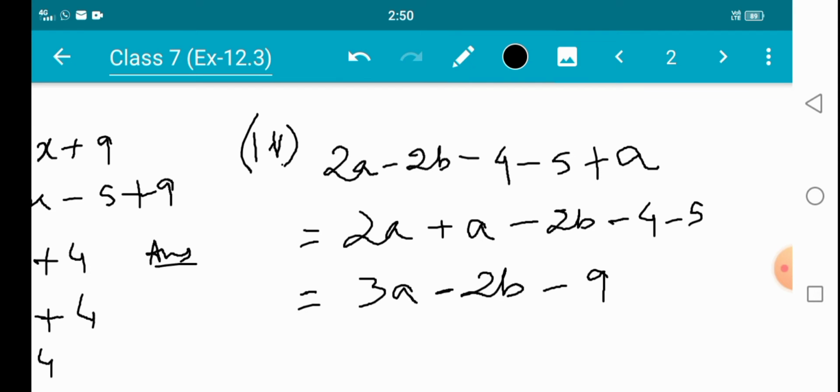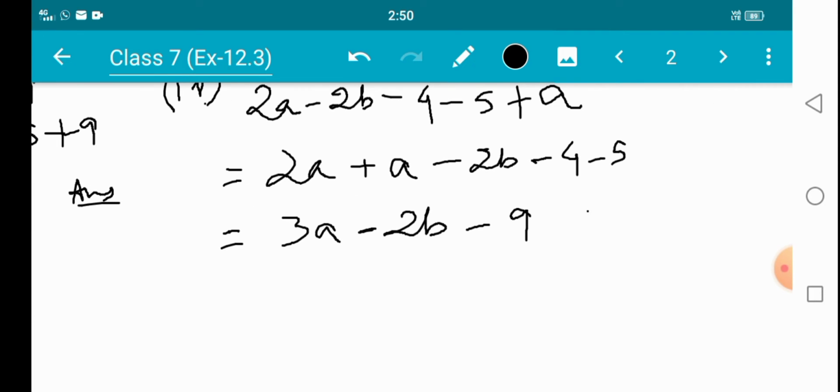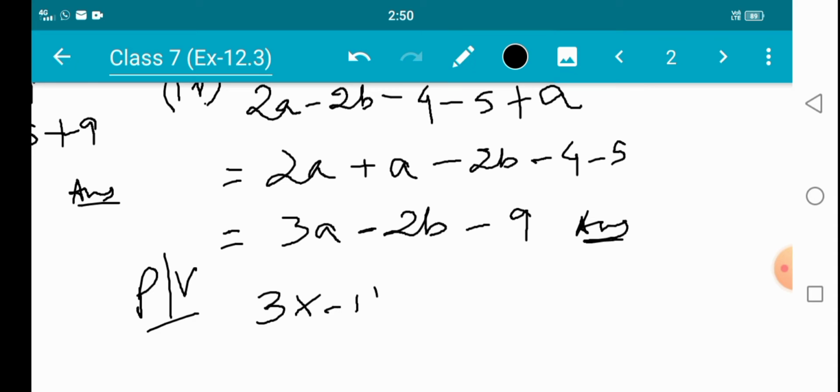Now the result of the simplification is over here, because there are no like terms. One is a, another is b, and the last one is a constant term. Now after simplifying you have to put the value of the variables. Value of a is given as -1. So 3 into -1, you all know that you have to keep it inside the bracket, minus 2, value of b is -2, so into -2, and then -9.